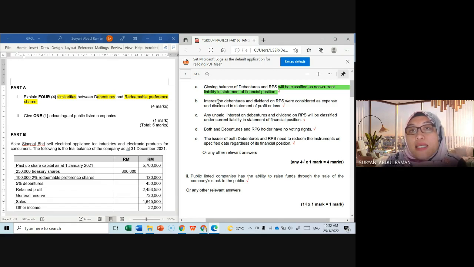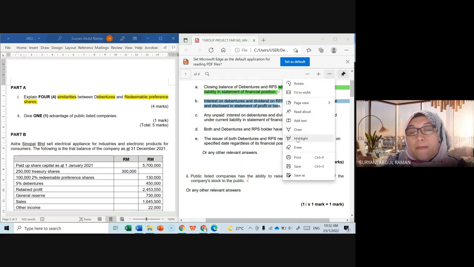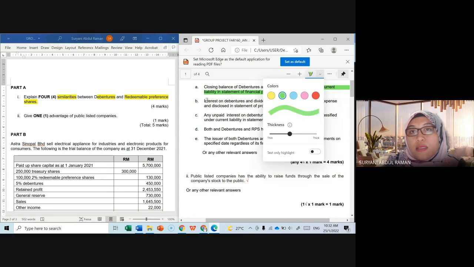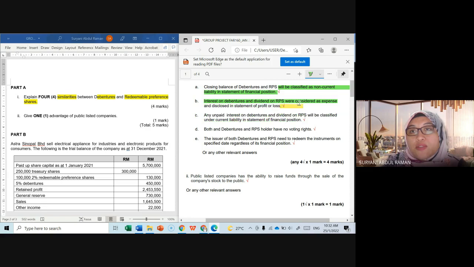Number two, the interest on debenture and dividend on RPS were considered as expenses, and disclosed in the statement of profit or loss. This is the second point. So these two, interest and dividend, need to be disclosed as the expense.